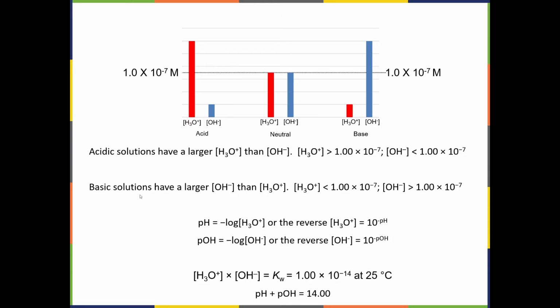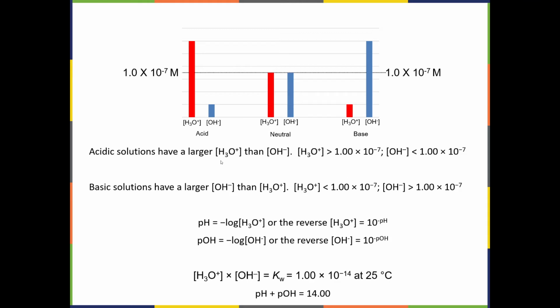So what can we glean from this about pH? First of all, if you have an acidic solution, the concentration of H3O plus must be greater than 1 times 10 to the minus 7. It doesn't have to be this much greater, it could be this much greater. The concentration of OH minus has to be less than 1 times 10 to the minus 7. So in an acid, H3O plus will always be higher, OH minus will always be lower. In a base, it's exactly the opposite. H3O plus will always be less than this line, less than 1 times 10 to the minus 7, and OH minus will always be greater than 1 times 10 to the minus 7.